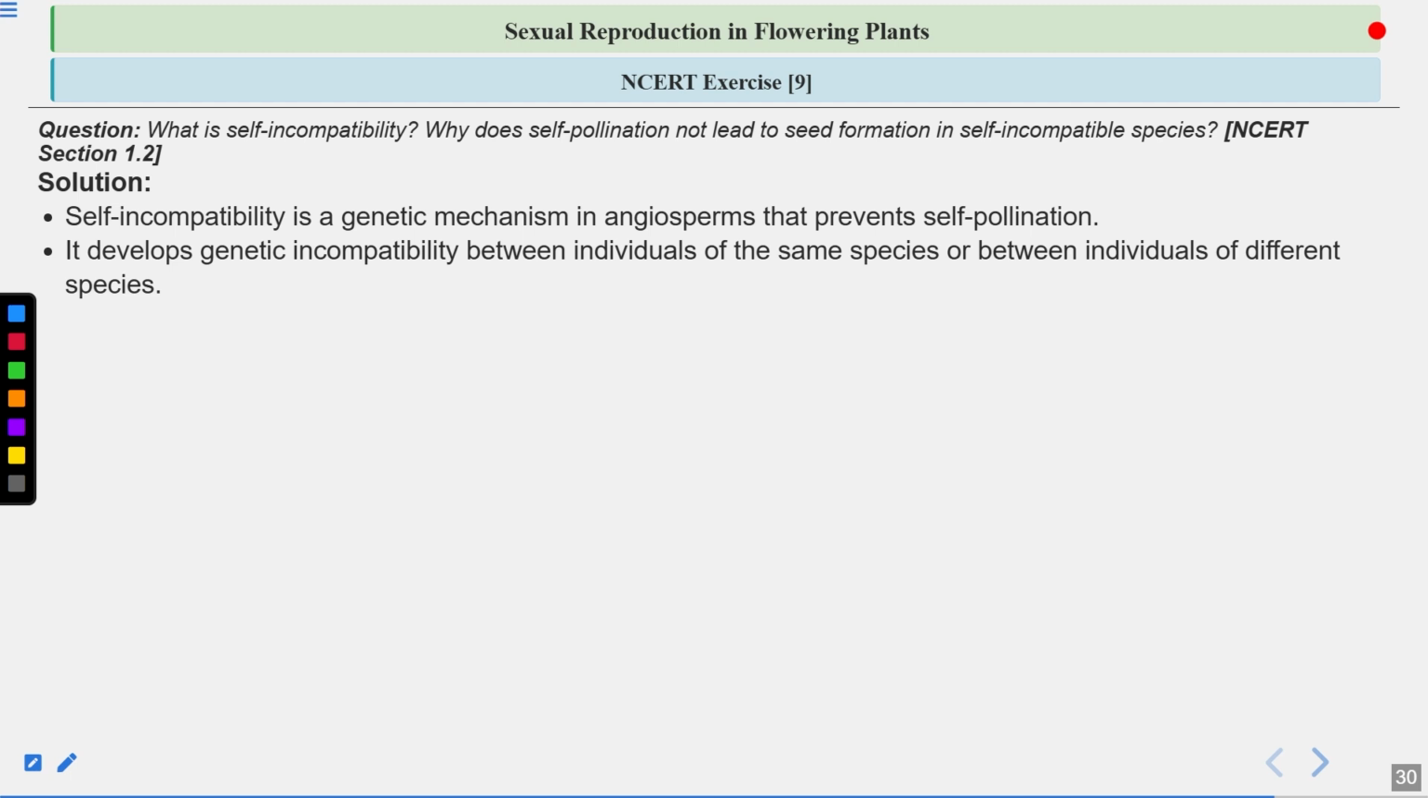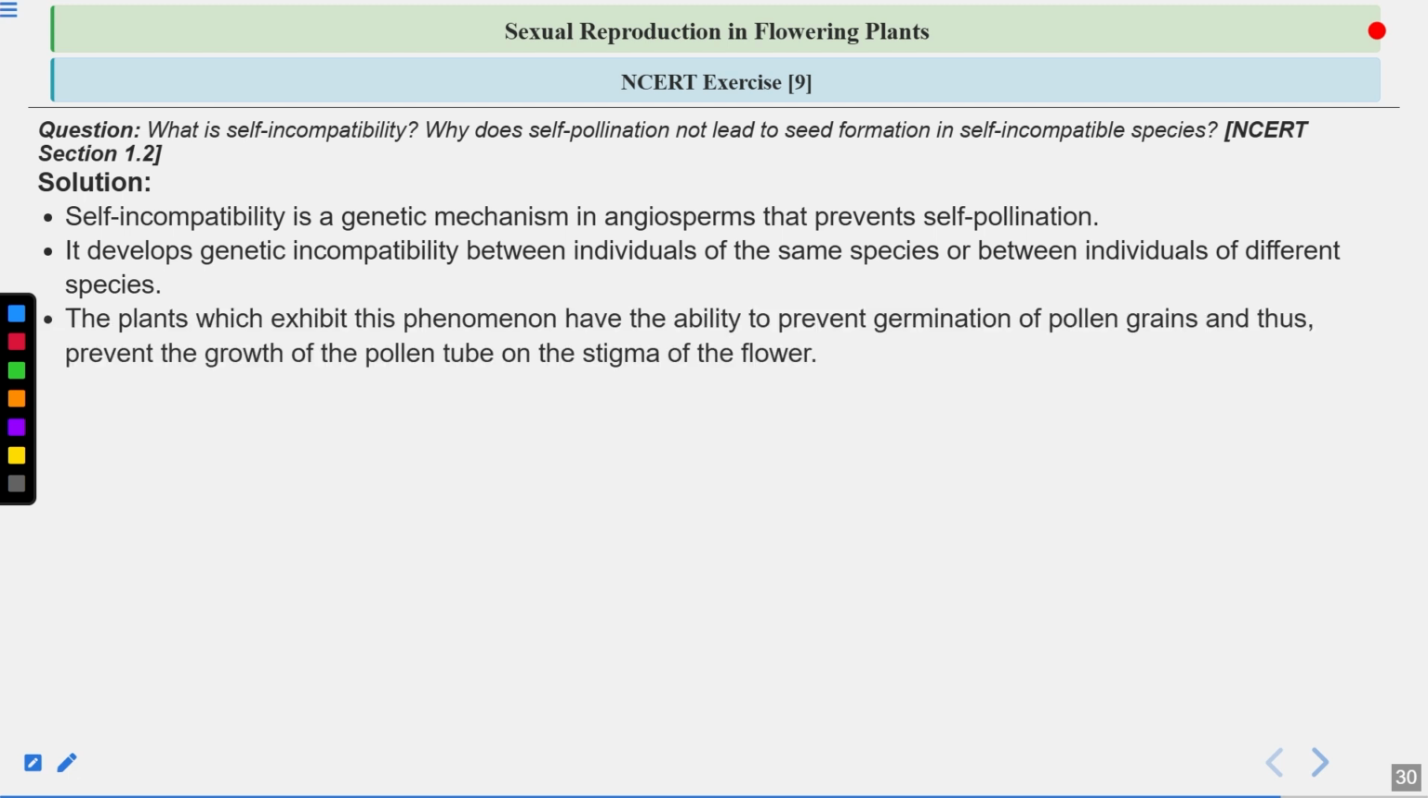Exactly the same species, from the same flower. If the pollen is coming, then they will discourage it. They will not allow the pollen to germinate on the stigma. Or if the pollen is coming from a different flower, then also it does not allow the pollen to germinate on the stigma.